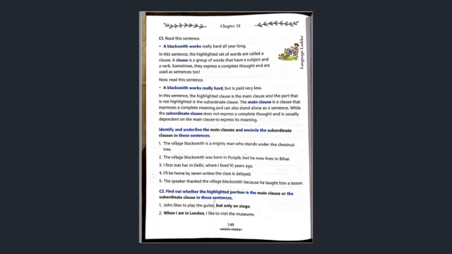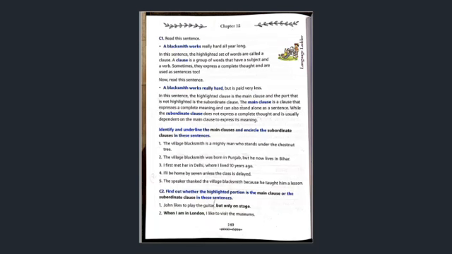Now, sentence 2. The village blacksmith was born in Punjab is a main clause. So, underline it. But he now lives in Bihar is a subordinate clause. So, encircle it. Now, sentence 3. I first met her in Delhi is a main clause. So, underline it. Where I lived 10 years ago is a subordinate clause. So, encircle it.